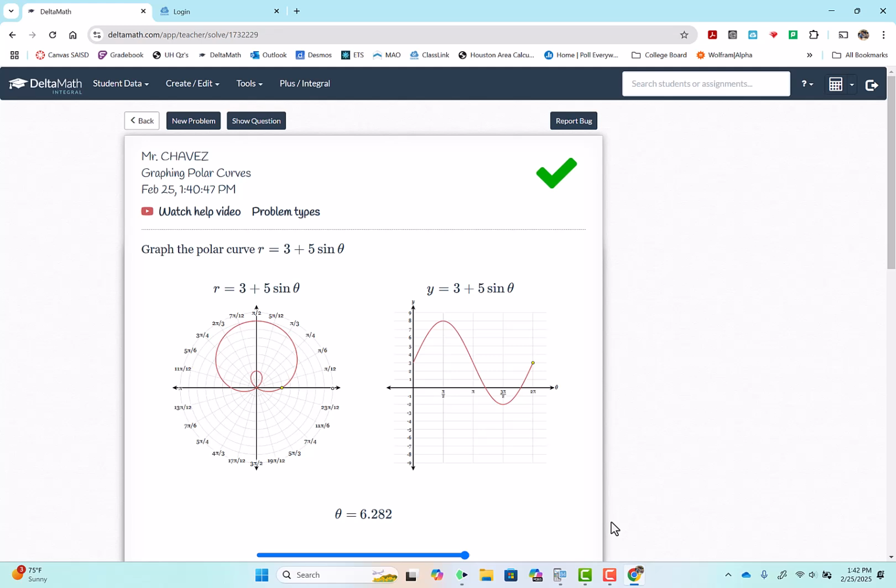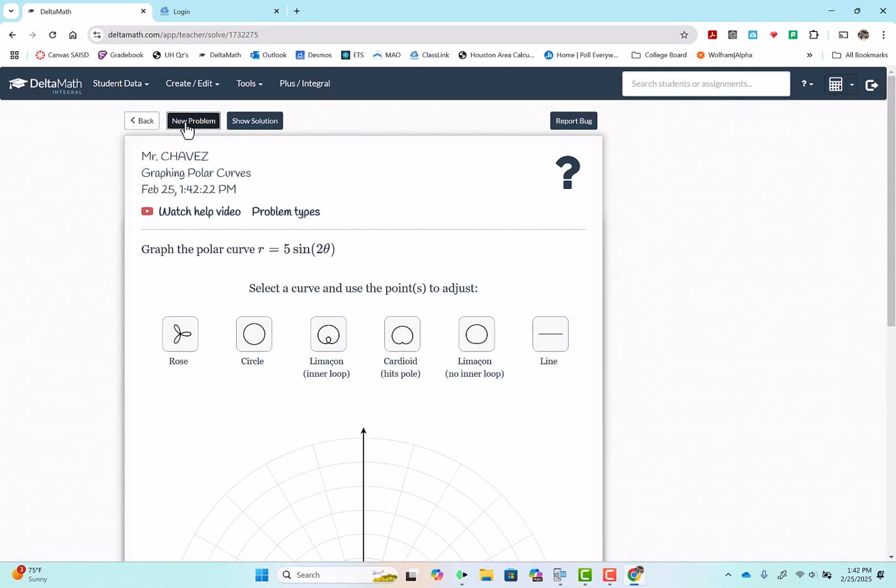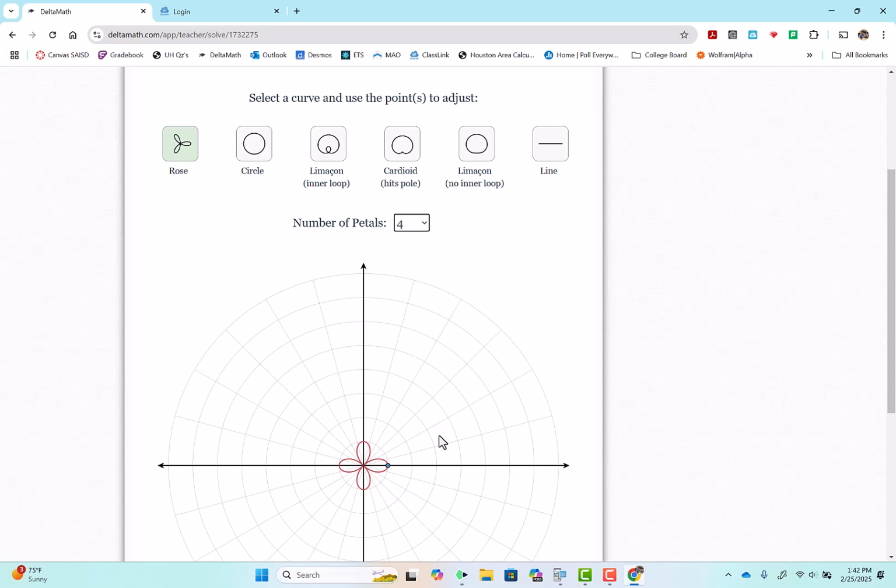All right, guys. Another rose? Yeah, you know what? Let's do one here that creates a rose. Let's just do 1 and 2. Look, we got a rose here. You see how it says 2 theta in there? How many petals am I going to have? 4. I'm going to click rose, and I'm going to put 4. Now check it out. It creates 4 petals.